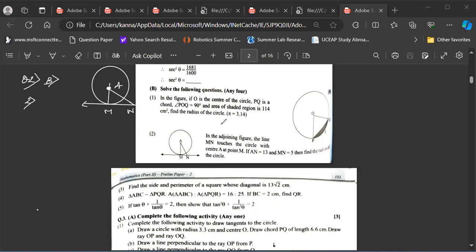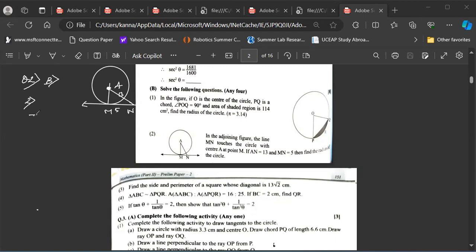What is given in the figure? In the adjoining figure, line MN touches a circle with center A at point M. That means line MN is a tangent, okay? And AN how much is given? 13 is given. And MN how much is given? 5 is given. Find the radius of the circle.